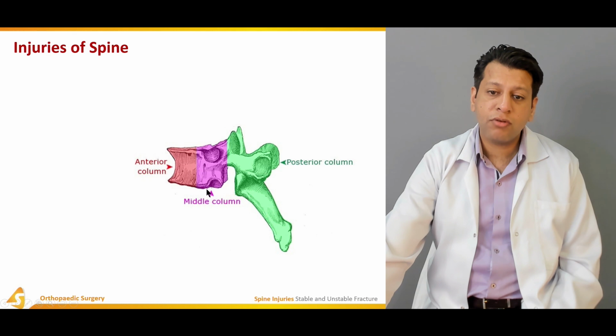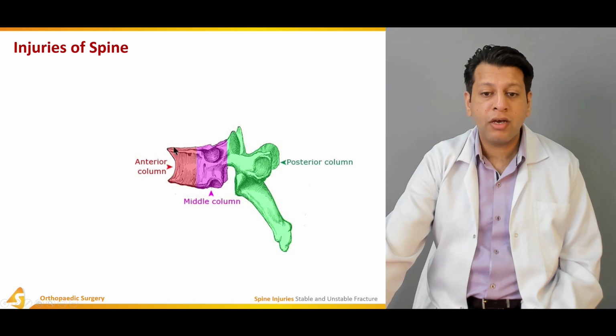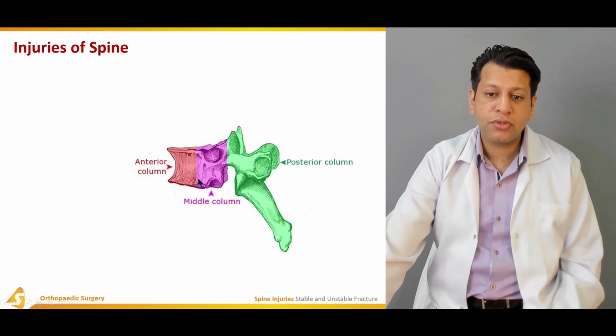The anterior column is formed by the anterior longitudinal ligament, which is attached on the anterior side of the vertebral body, along with the anterior two-thirds of the vertebral body. The posterior one-third, along with the posterior longitudinal ligament, forms the middle column.